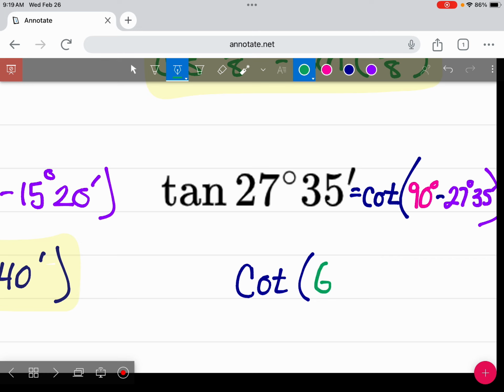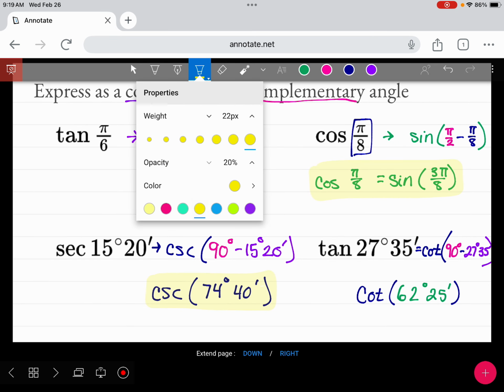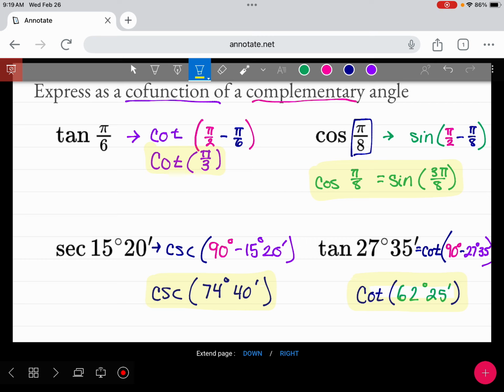I have heard a couple of things. I heard 60, and then I heard 2, and I heard 3 degrees, 25 minutes. 62 degrees and 25 minutes, okay? So it looks super complicated in the equations, but it's all about finding our cofunction and finding our complementary angle. It just looks super complicated if I just started with those equations and we didn't talk about what it was having us do.